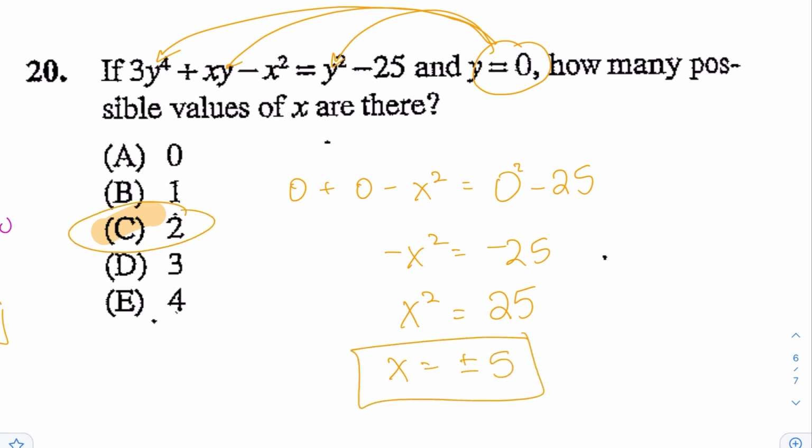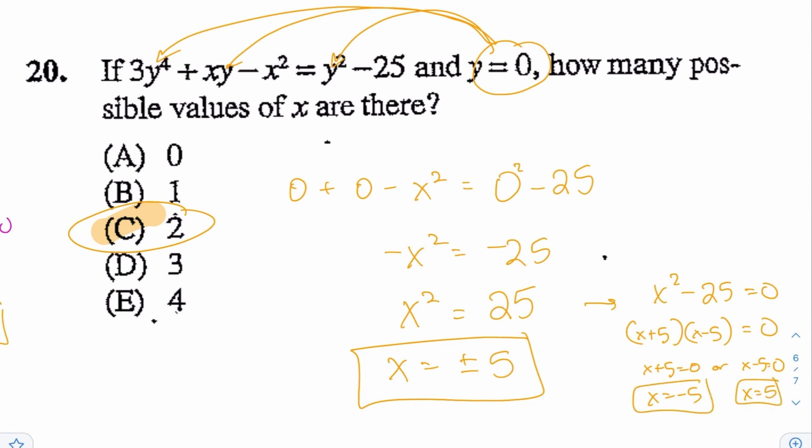Choice C. Remember, the official way to solve this is to set this equal to 0 by subtracting 25. And this is your difference of 2 squares. So that's x plus 5 and x minus 5. So x plus 5 could be equal to 0, or x minus 5 could be equal to 0. So x would be negative 5, or x equal to positive 5. So there are 2 answers. So that's why the answer is choice C.